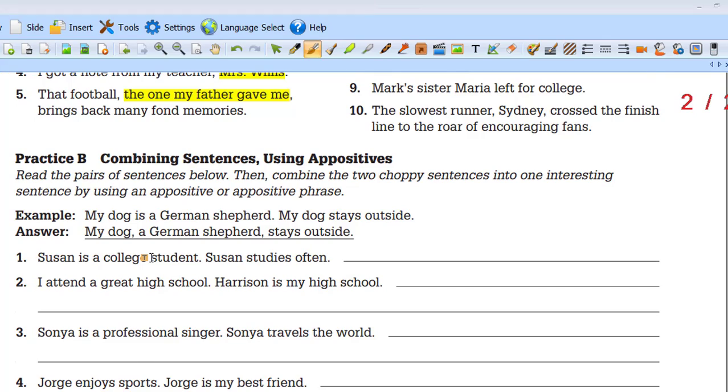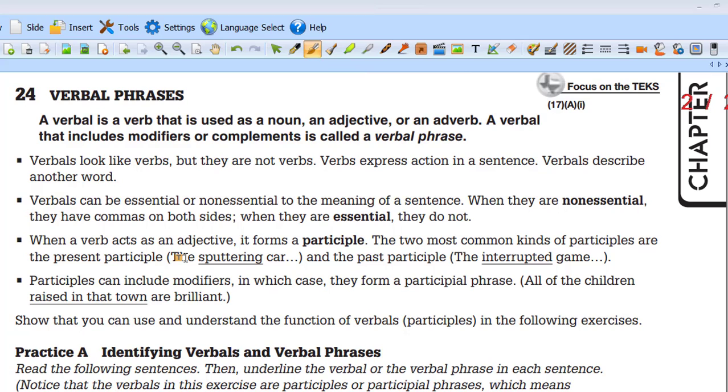Okay? The last point we are going to study here is the verbal phrases. The verbal phrases here are verbs, but they are not used actually as verbs. They are used as any other part of speech, like nouns, adjectives, adverbs, and so on. A verbal is a verb that is used as a noun, an adjective, or an adverb. A verbal that includes a modifier or complements is called a verbal phrase. If you have more than one word in the verb, before the verb or after the verb, we call it a verb phrase. Okay? And here we have some examples.